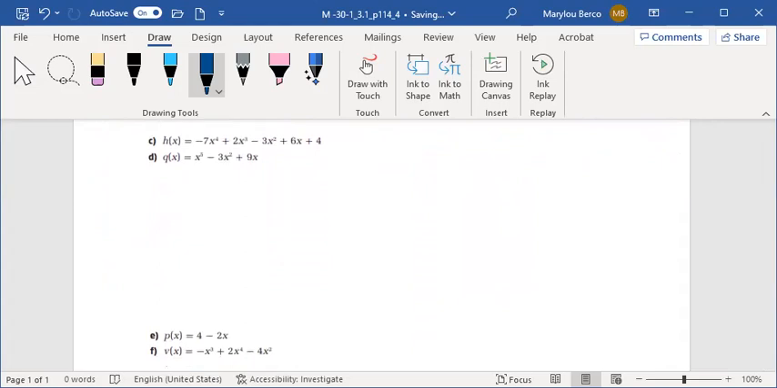C. The function h of x equals negative 7x to the fourth plus 2x cubed minus 3x squared plus 6x plus 4 is a quartic, degree 4, even polynomial function. The graph has a maximum of 4 x-intercepts.